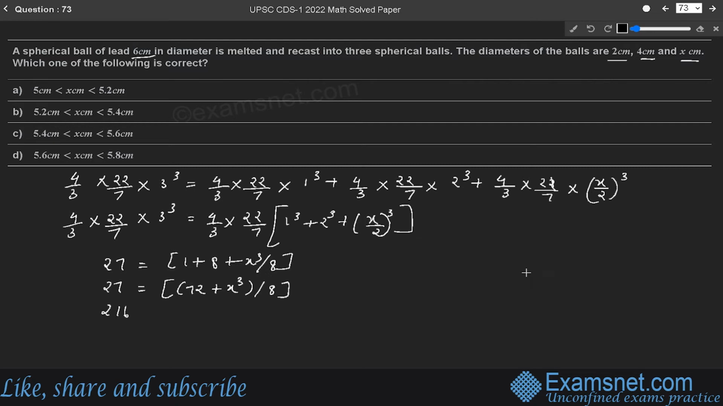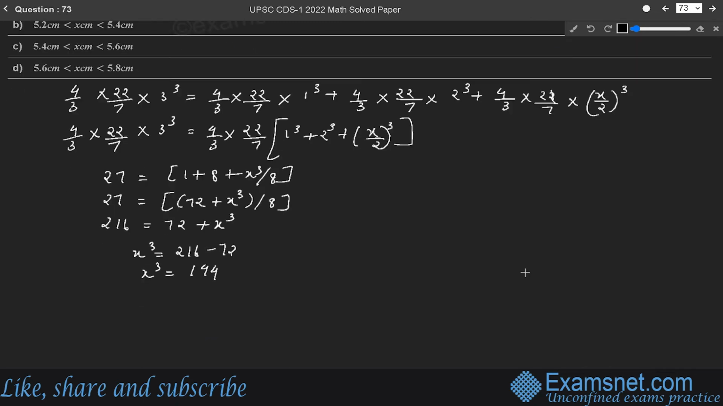Therefore 216 will be equals to 72 plus x cube. So x cube will be 216 minus 72. X cube will be equals to 144. So we can say that, see, 5 cube is 125 and 6 cube is 216. So 144 lies between 5 cube and 6 cube. So we can write that 144 somewhere lies between 5 cube and 6 cube.